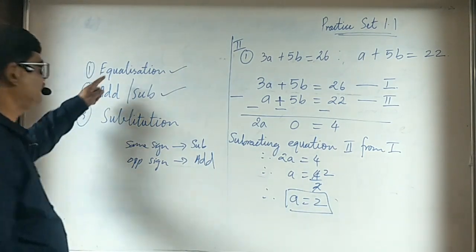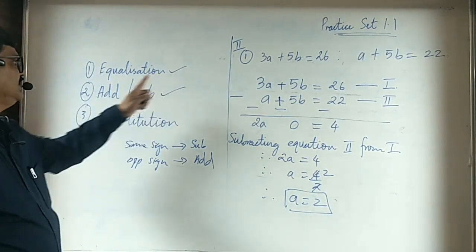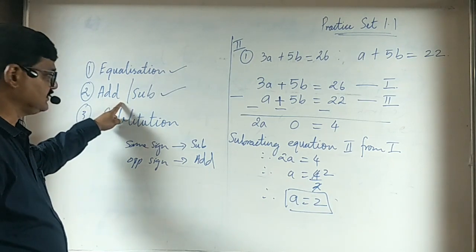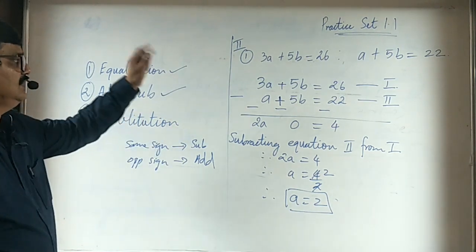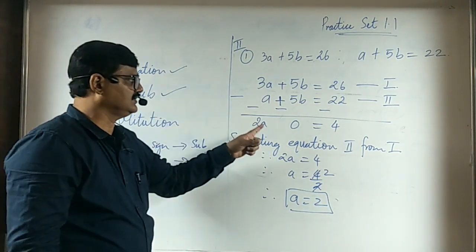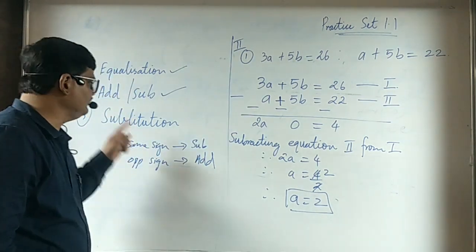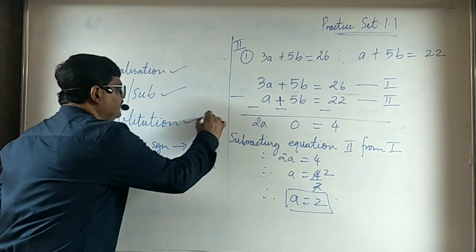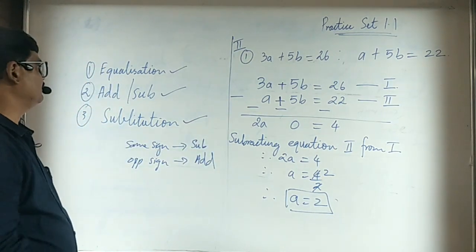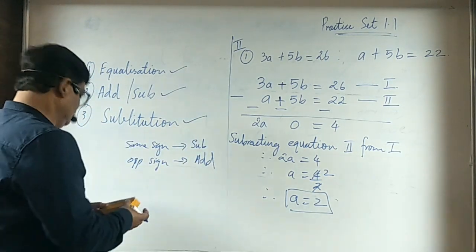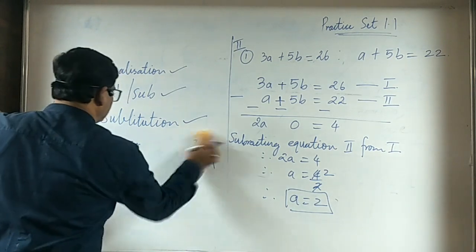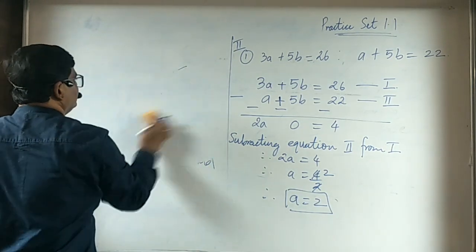So what we did over there, first we checked the equalization, then we did the subtraction. I told you the second step is addition or subtraction, and in that we did the subtraction. I told you why. The next step we are going to do is called substitution, the third step. Now let's see how to do this substitution.